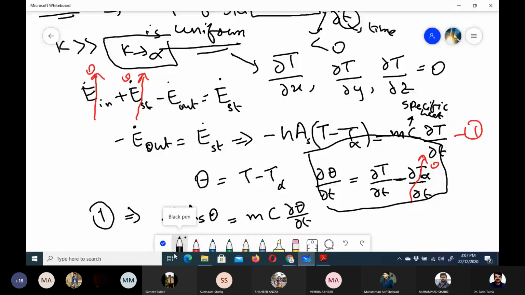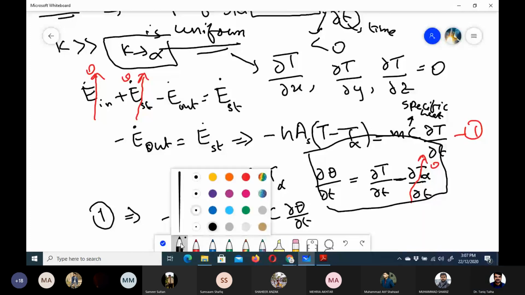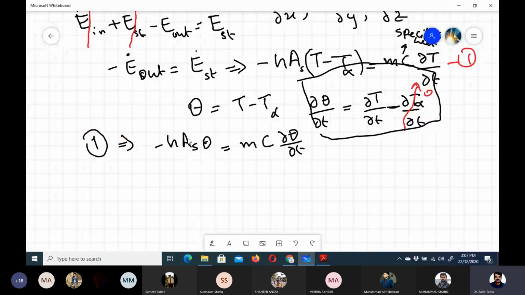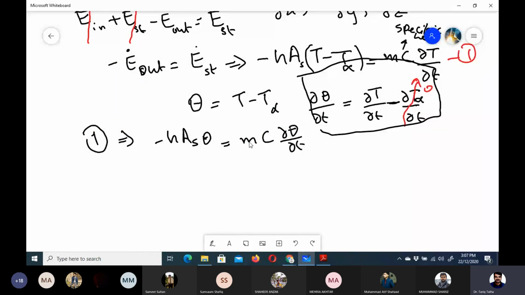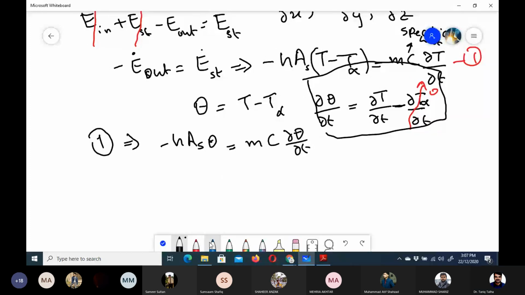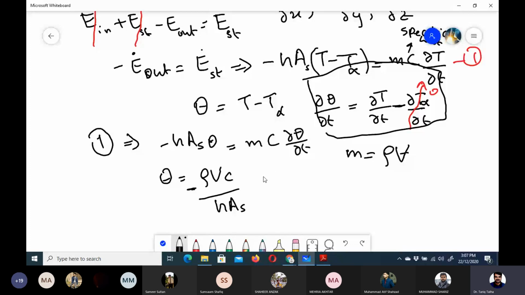Now, if we write what m is here, m is basically mass, so we can write mass m is equal to rho V. Rho is density and V is the volume. So we can write theta is equal to rho V c divided by hAs, here it would be minus this one, partial theta by partial t.